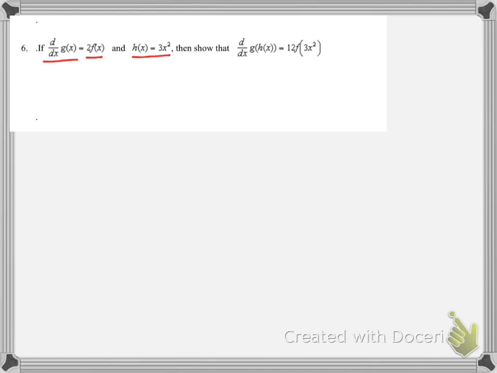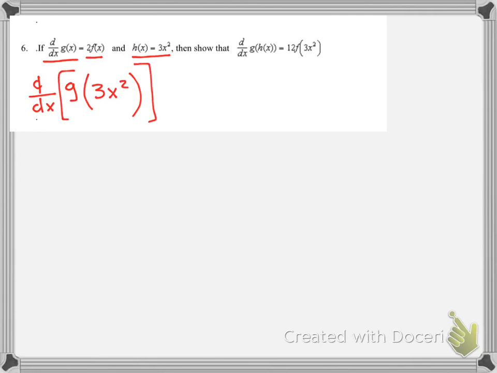So we're going to have to start with writing g of h of x, and we know h of x is 3x squared. So we really want the derivative of all of this with respect to x.